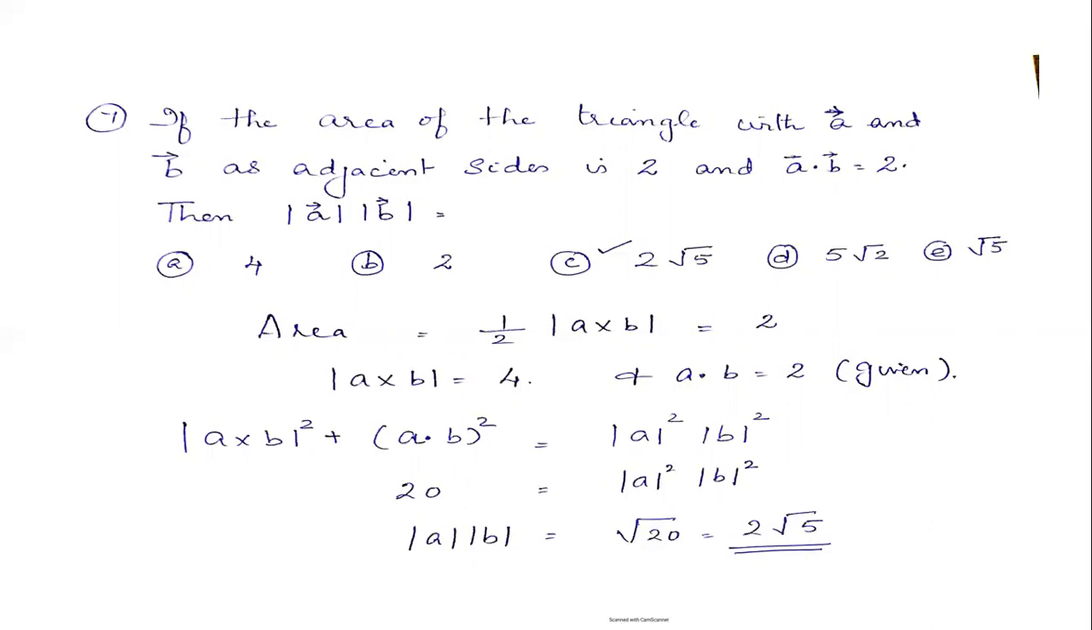And we have an equation: modulus of a cross b whole square plus a dot b whole square equal to mod a square into mod b square. Substituting the values of a cross b and a dot b, we get 20 equal to modulus of a square into modulus of b square. So what is modulus of a into modulus of b? It is nothing but root of 20, that is equal to 2 root 5.